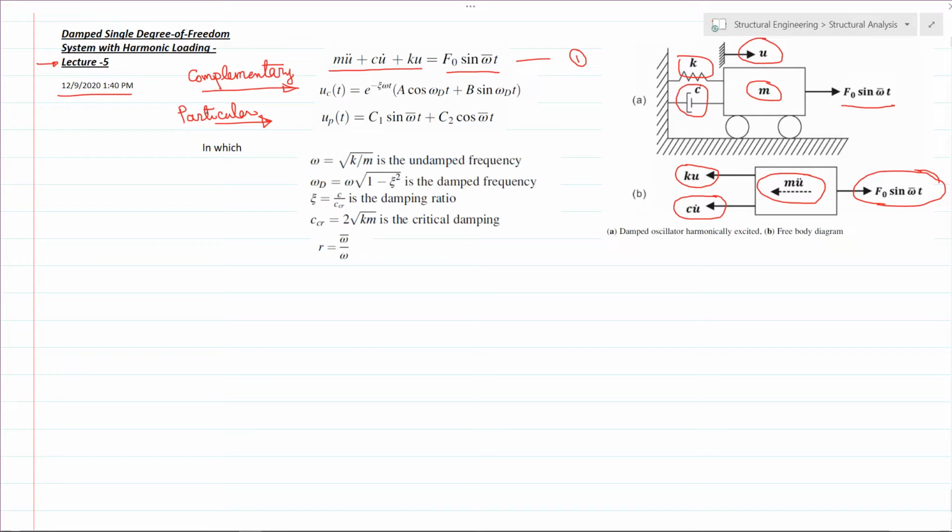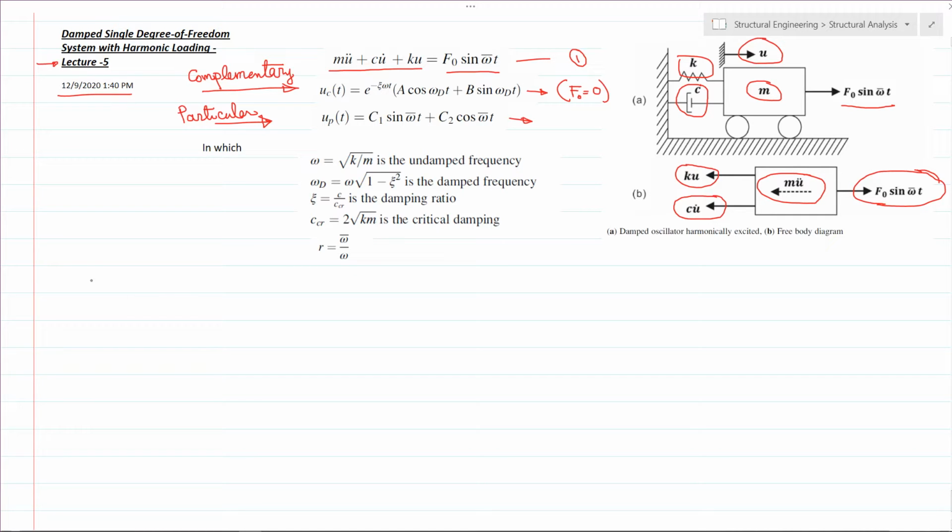If you recall, complementary solution was this solution when we considered that there is no external force. That means external force was absent. In that case, there was only one solution, that is the complementary solution. Particular solution means when the force is acting on the system. So our total solution will be U equals a sum of U_c(t) plus U_p(t). That will be the complete solution.